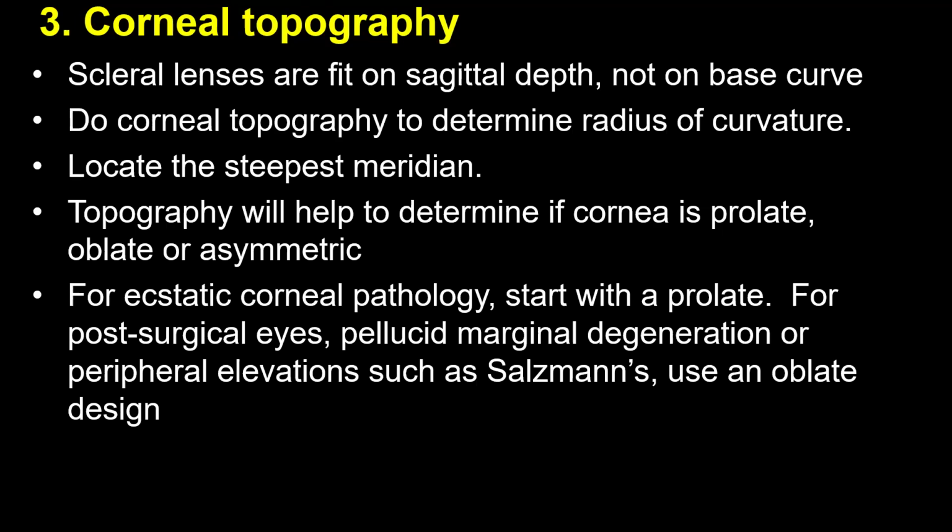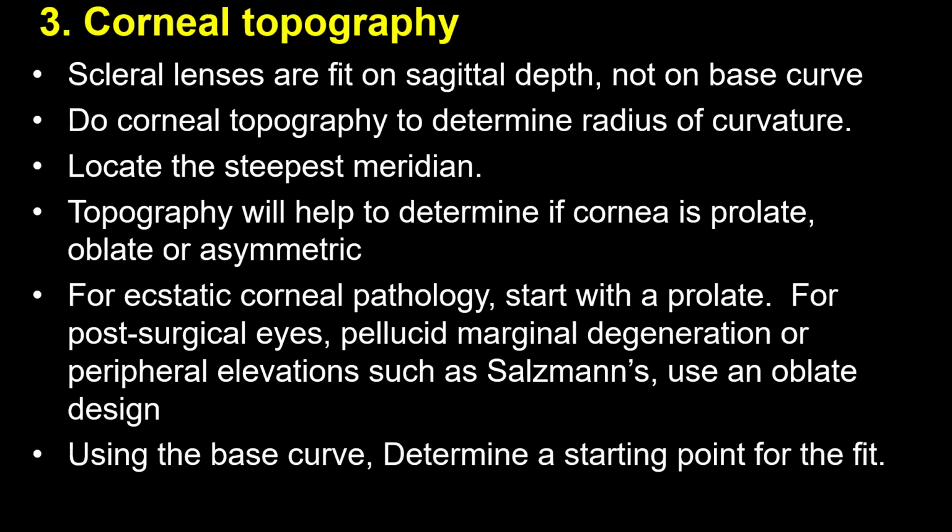So for ectatic corneal pathology, start with a prolate. For post-surgical eyes, pellucid marginal degeneration, or peripheral elevation, such as Salzmann disease, which is about the opposite of pellucid marginal degeneration, where you have the thinning and the bulging on the superior part, you also have to consider the oblates, because now the cornea is not prolate, not steeper at the center, but steeper somewhere inferior or peripheral. So you have to consider using an oblate design, which can be custom produced for you.